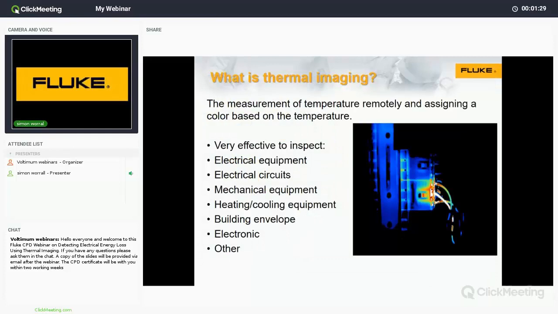So, as we move forward, what is thermal imaging? Thermal imaging is the measurement remotely of temperatures. Basically, we monitor the amount of infrared energy coming from an object. That is converted into a temperature, and each temperature that is the same gets the same color. See on the right of your screen now.